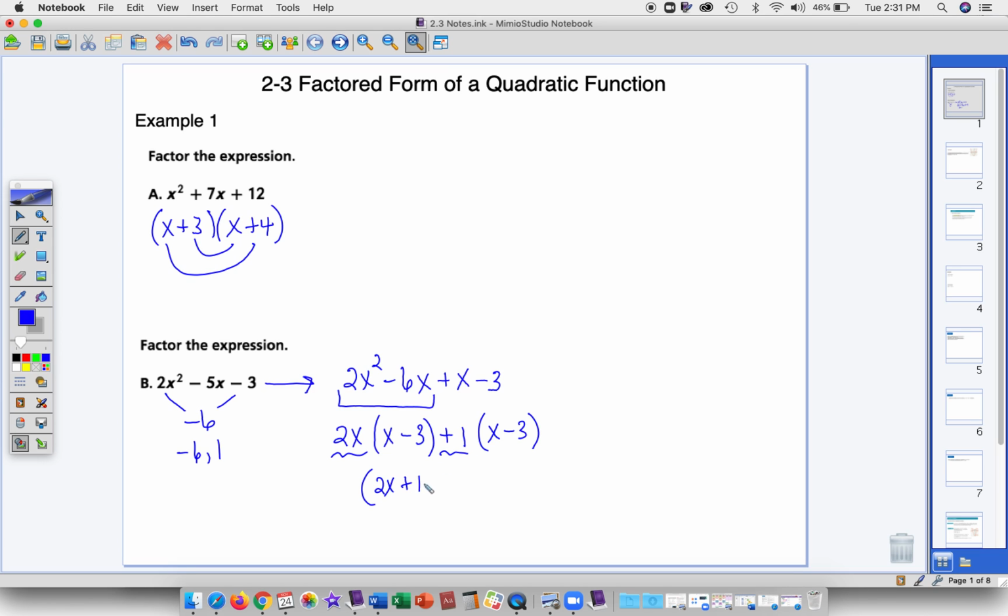So that's one quantity, and the other quantity is x minus 3. And remember, this order doesn't matter. You could write x minus 3 and then the 2x plus 1. And again, all of these can be checked by multiplying, doing your FOIL, multiply all of the terms, and you should go back to the original expression.